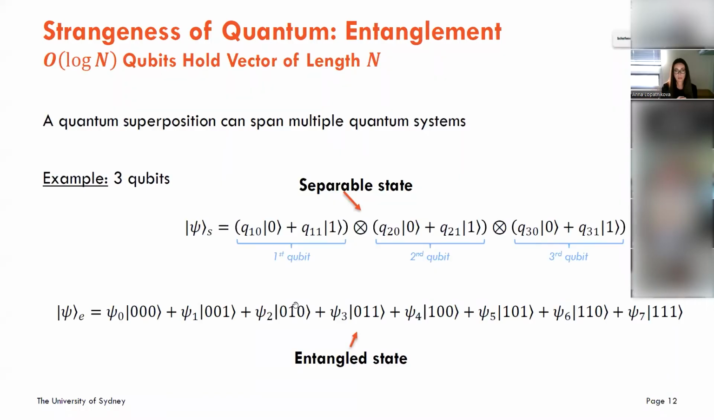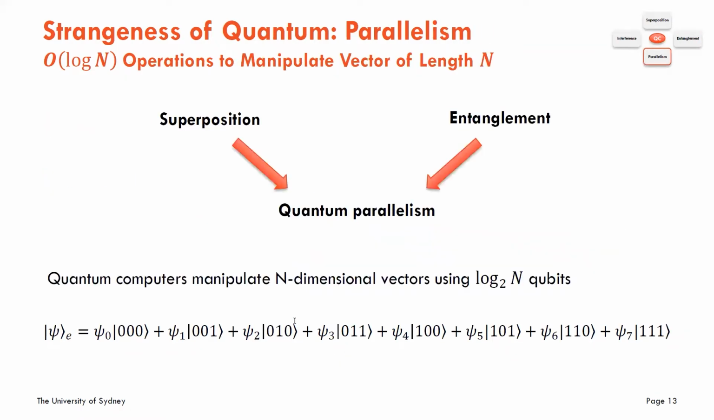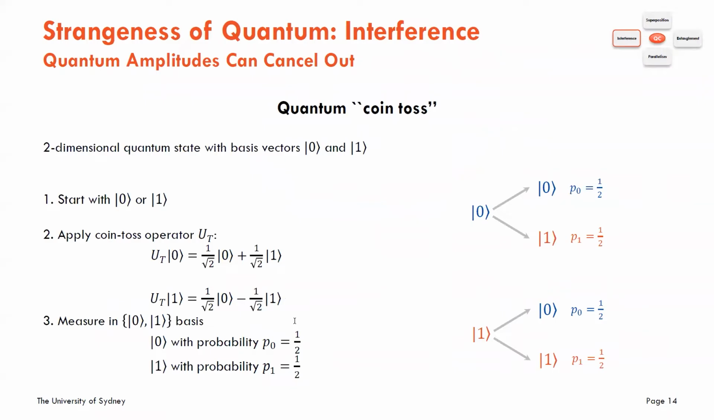For the entangled state, I can't manipulate one qubit at a time. Okay, so that's entanglement. The next property that quantum computers harness is parallelism. It's a consequence of superposition and entanglement. Because we can create an n-dimensional vector on log n qubits, we can manipulate an n-dimensional vector with about log n operations if we use single-qubit, 2-qubit, or 3-qubit operations. So we can do things in parallel in a way, and I'll give you an example of how that works in a moment. The last property is interference.